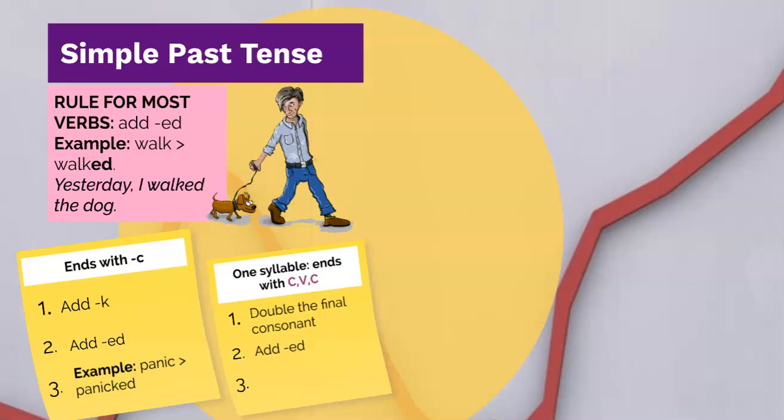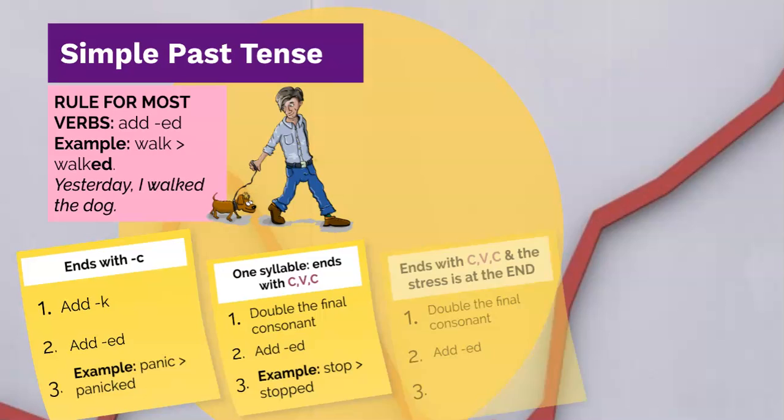If a word is of one syllable and ends with consonant, vowel, consonant, you double the final consonant before you add ed. For example, stop. T is a consonant, O is a vowel, P is a consonant. You double that final consonant. And it's the same with longer words, but only if the stress is at the end of the word. For example, prefer. The stress is on the second part of the word, and we have a consonant, vowel, consonant, so you double the final consonant.